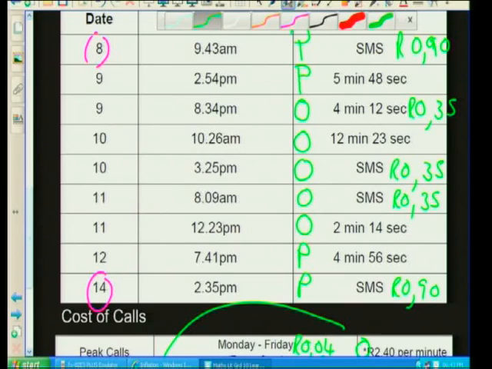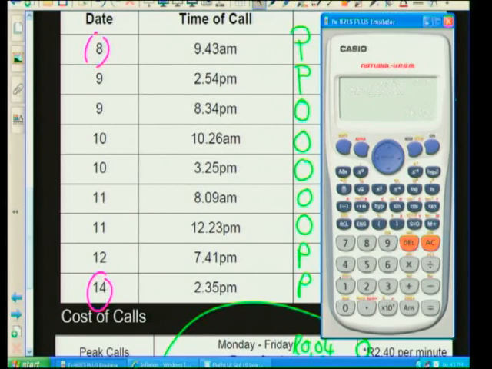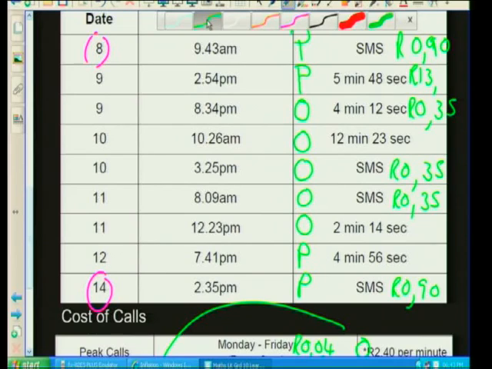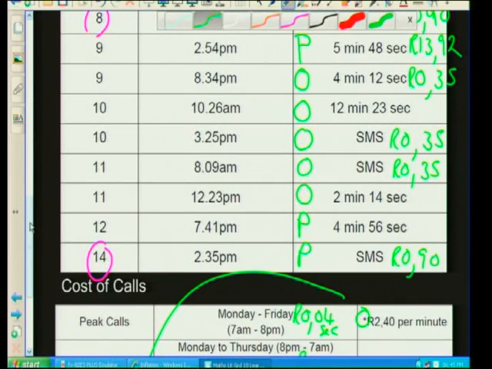Yeah, this is rough stuff, eh? 13 Rand 92. So let's write it down. So here we go. So that's 13 Rand. And what was it? Let's have a look quickly. 92. Okay, so 13 Rand 92. Let's look at another example. We're going to look at one of the off-peak costs.